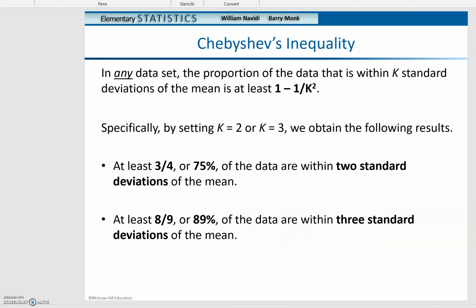In any data set, the proportion of the data that is within k standard deviations of the mean is at least 1 minus 1 over k squared. Specifically, by setting k equal to 2 and 3, we can obtain the following results. At least 3/4 or 75% of the data are within 2 standard deviations, and at least 8/9 or 89% of the data are within 3 standard deviations.